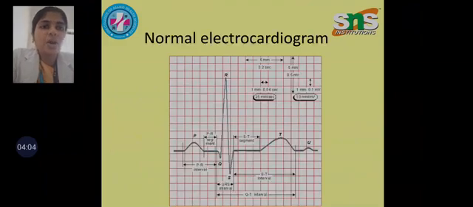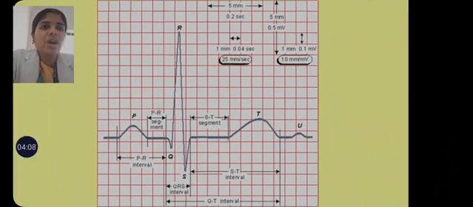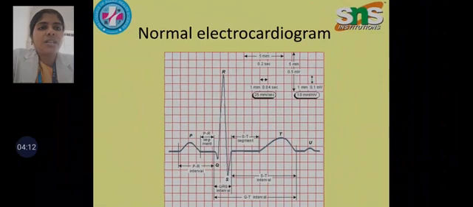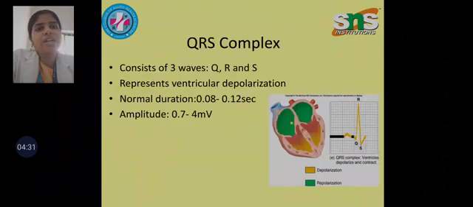See, this is the block diagram of a normal ECG. There is the P wave, the Q, R, S complex, and T and U waves. This is a normal ECG. It consists of the P wave. This is the first positive deflection and represents atrial depolarization. Normal duration is 0.08 to 0.12 second. Amplitude is about 0.1 to 0.3 millivolt, and it is low in height and dome shaped.